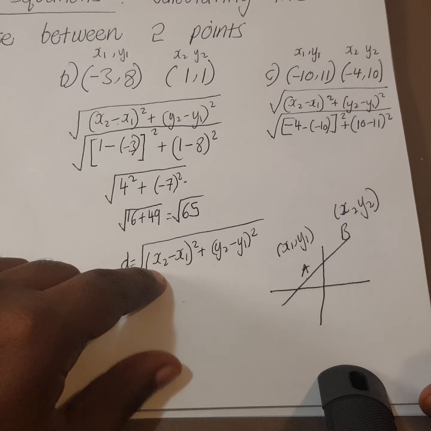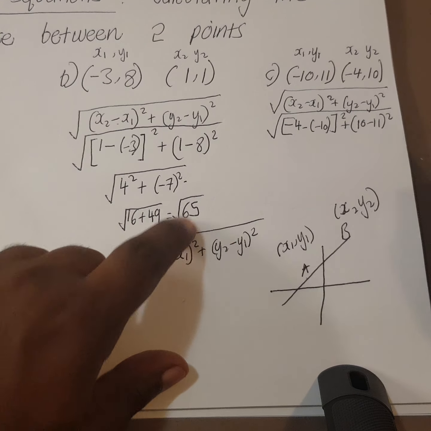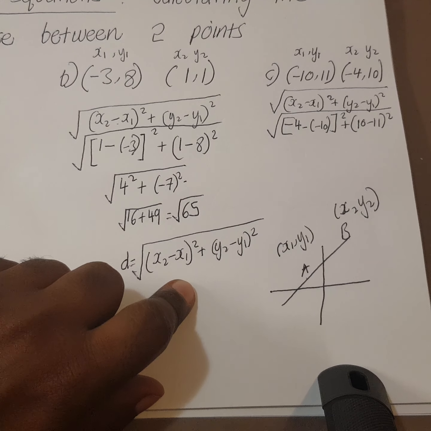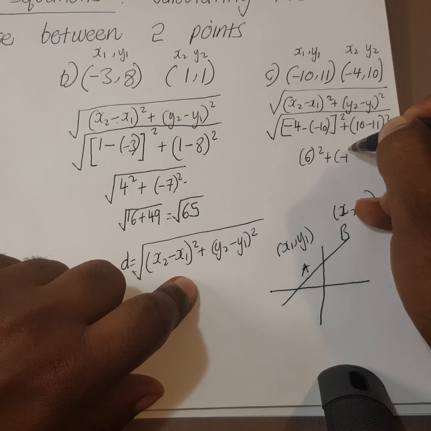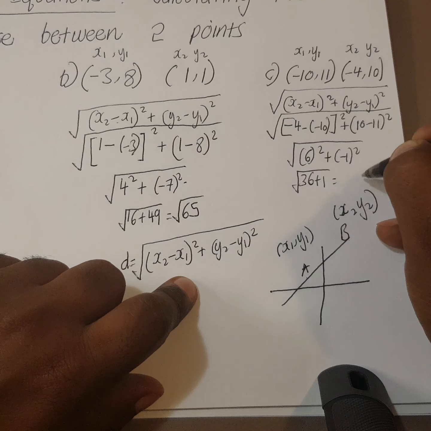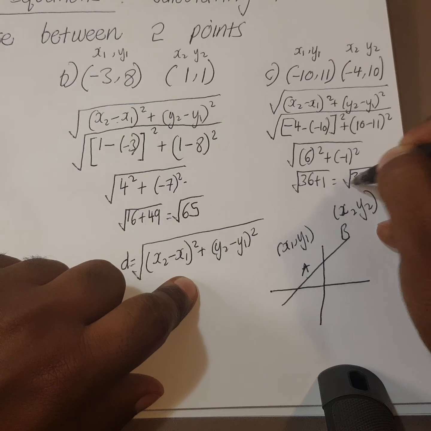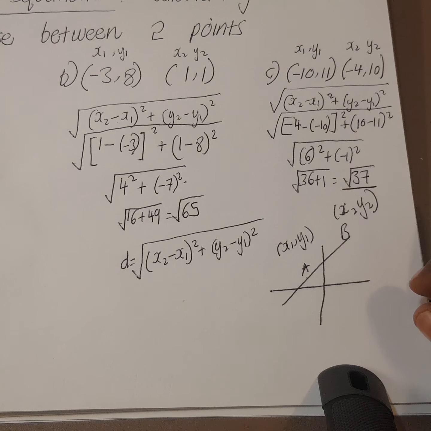All right, so what I've done is I've put negative 4 minus negative 10, plus 10 minus 11. So negative 4 minus negative 10 is positive 6. So that becomes 6 squared plus negative 1 squared. That's now going to be 36 plus 1, and the answer is going to be the square root of 37. So what we've done is negative 4 minus minus 10. Like I said, be very mindful of the sign. That's going to be positive 6. And 10 minus 11 is negative 1 squared, and then you find the square root.